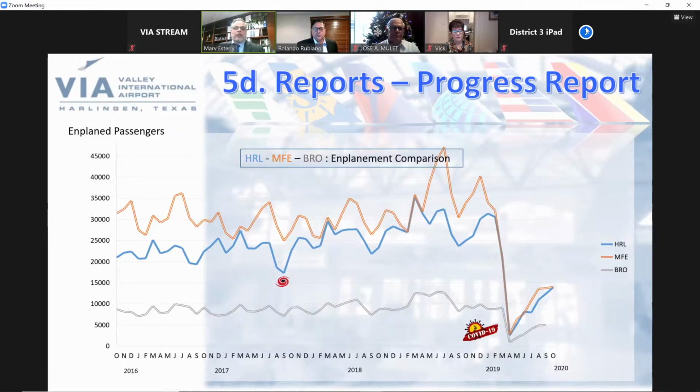Well, there's the Rio Grande Valley. As you can see, we're climbing out and meeting up with McAllen in October, and starting our winter season. So we suspect that will continue to climb fairly significantly over the next few months. So that's exciting. Brownsville kind of plateaued in August and September. We don't have their October numbers yet.